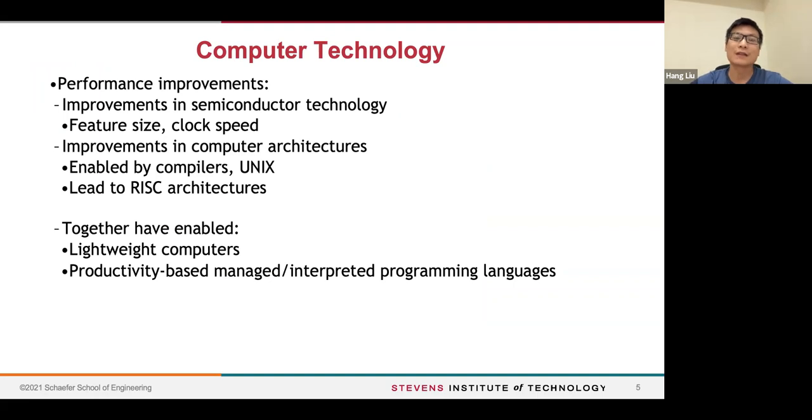We've been through so many things, and it's really because computer technology has had a lot of improvements. For example, in performance, we have improvements due to semiconductor technology, such as packing more transistors in the same chip, right? Like from 5 nanometer to 3 nanometer recently, this technology gives us a shorter communication distance and then a better clock speed. Improvements in computer architecture, like compilers and CISC and RISC instruction set architecture, lead to performance improvements. Together they have enabled lightweight computers and productivity-based managed interpreted programming languages.